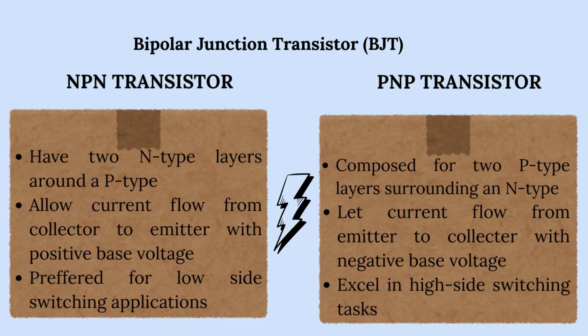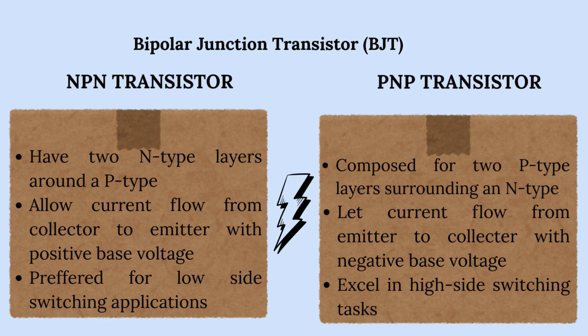NPN and PNP transistor. Let's talk about the two types. NPN transistor. It has two N-type layers surrounding a P-type base. When a positive voltage is applied to the base, it allows current to flow from the collector to the emitter. NPN transistors are often used in low-side switching applications.